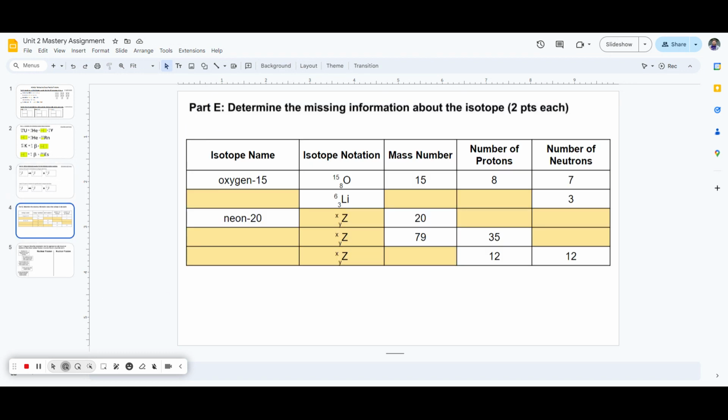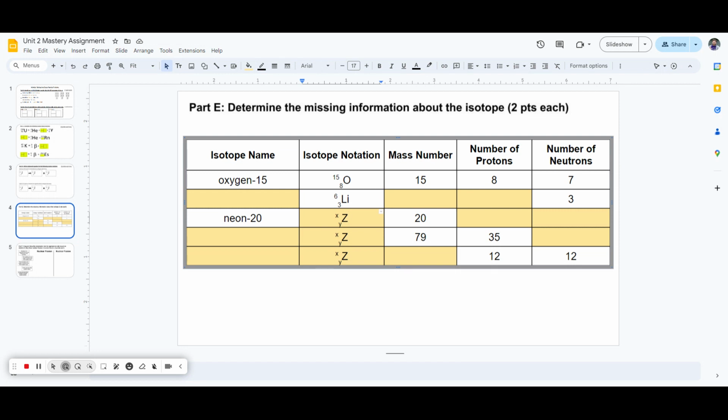Then, part E, just like our practice over isotopes, you need to fill in the missing information for these isotopes, right? So you'll need to fill in the symbol, the name, or the notation here, and then the mass number, the number of protons, the number of neutrons where applicable. Each of these boxes is worth 2 points. Look back at your examples and your practice for help with those if you need to.